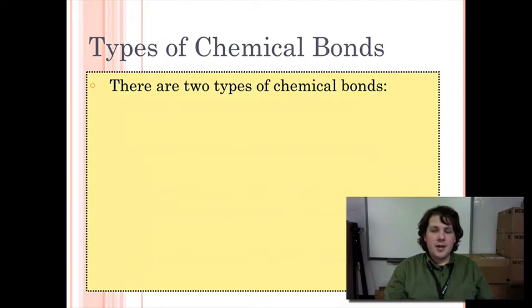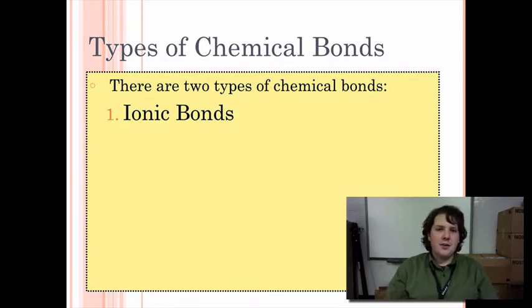Alright, there are two types of chemical bonds. The first one is an ionic bond. This occurs between metals and nonmetals. Metals are from the left-hand side of the periodic table, nonmetals are from the right-hand side. You should remember the stair step coming down the periodic table. That's what divides our metals from our nonmetals.